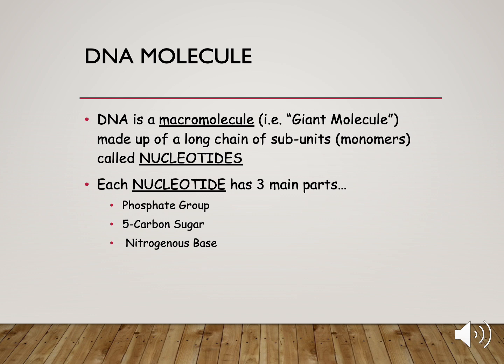The DNA molecule, DNA, remember, is one of our macromolecules. It's an example of a nucleic acid. The subunit or the monomer for a nucleic acid was a nucleotide. The nucleotide, remember, has three parts: the phosphate group, the 5-carbon sugar, and a nitrogen base.